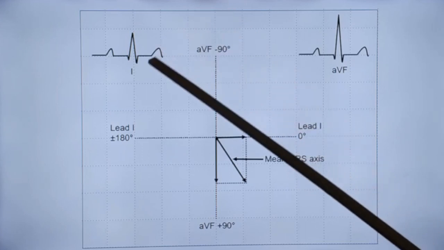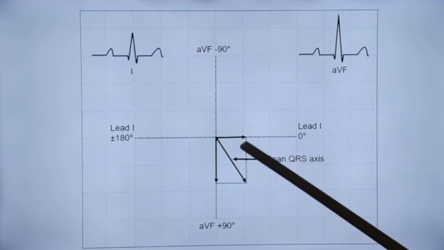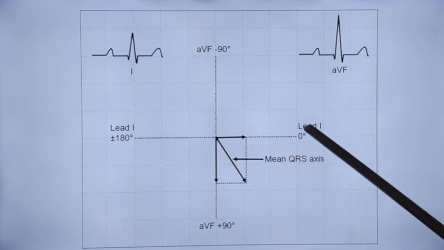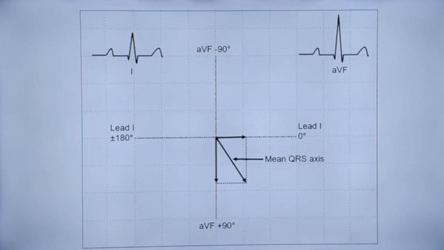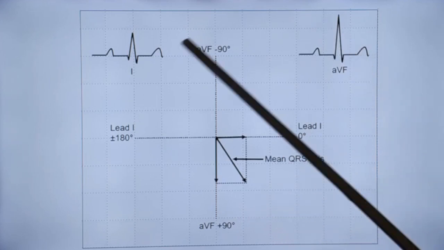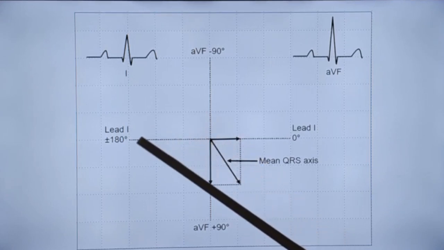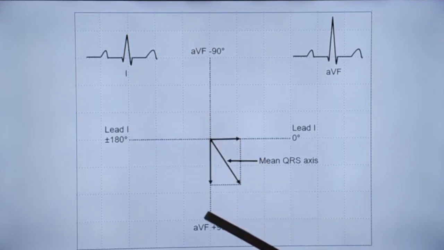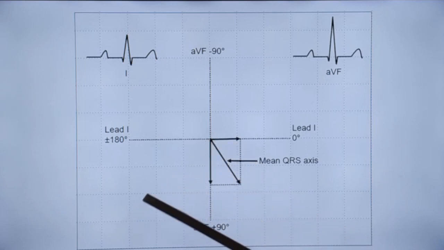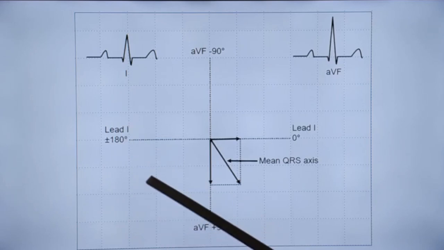So if both are positive, we can see that the QRS axis will be between lead 1 and AVF, 0 to 90 degrees. That is the normal axis. Simply, this is the normal axis if both are positive. If lead 1 is negative and AVF is positive, then QRS will be in this quadrant, beyond 90 degrees but less than 180 degrees. That will be taken as right axis deviation.